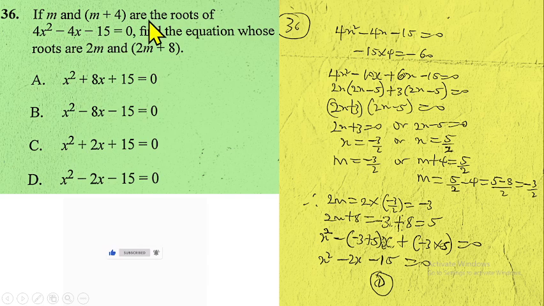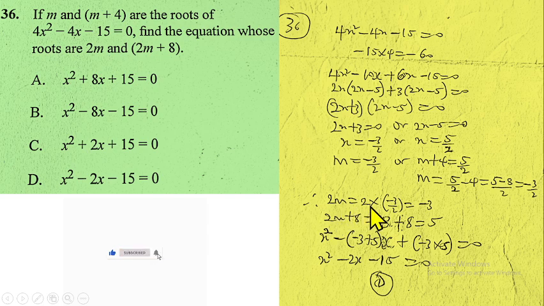So that means minus 3 over 2 is the same thing as m, and m plus 4 is the same thing as 5 over 2. If you find m there also, you still get m to be minus 3 over 2. So since we know our m, we have to find the equation whose roots are 2m and 2m plus 8. So we know our value of m now. We can find 2m.